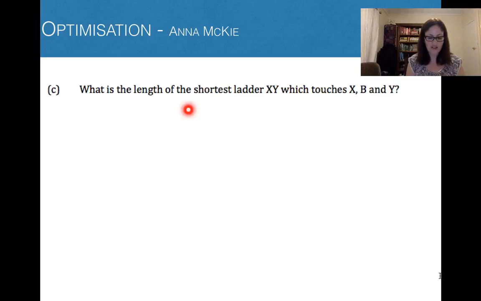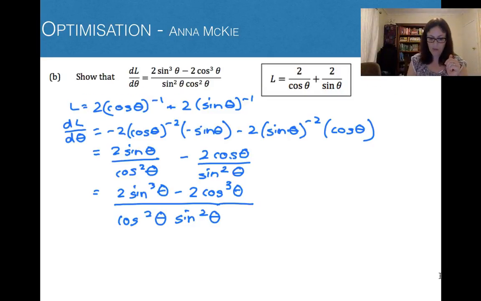And now we're asked, what is the length of the shortest ladder XY which touches X, B and Y? So that means we have our derivative and we need to do a sign diagram to show if it's a minimum or a max. So what are we doing? We're putting the derivative equal to 0. Now, you've got your derivative written on your page. I said 0, not theta. So when we're dealing with fractions, I'll just go back here actually, we need to set the denominator equal to 0 to solve. So let's go and do that.